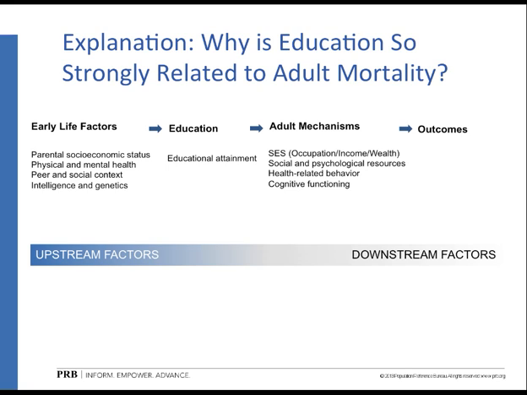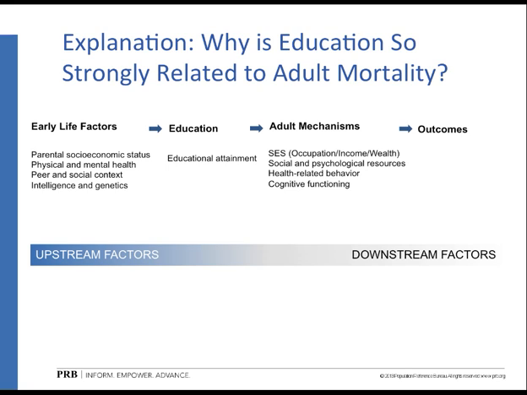To think about why educational attainment is so strongly associated with mortality rates and adult life expectancy in contemporary U.S. society, we really need to think about both early life factors associated with educational attainment, as well as the ways by which educational attainment could influence health and ultimately longevity through what we call adult mechanisms.